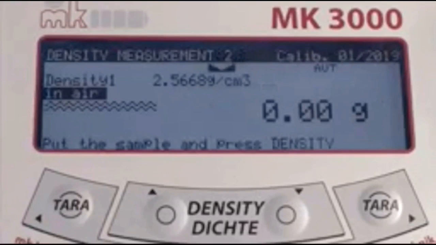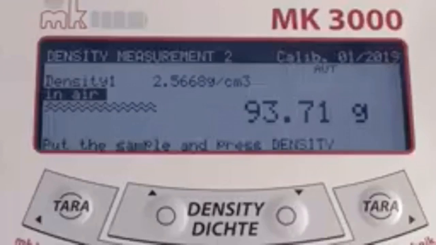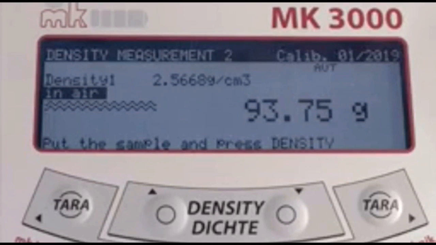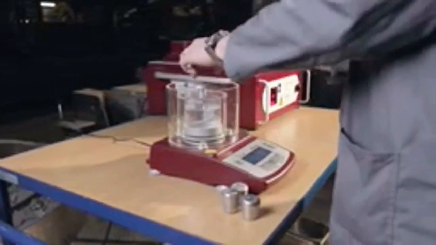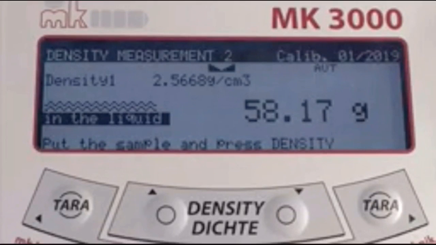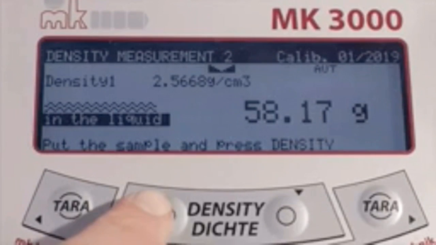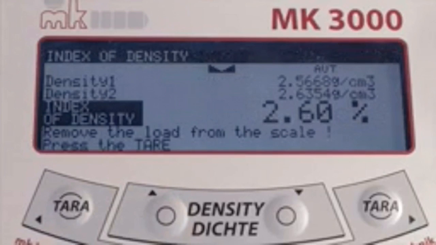Now he's going to compare that to another weight that he had set there. Can you remember what the previous one was in air? Okay, and now the new one also in the liquid. And yeah, it's just showing the density differences between those two weights.